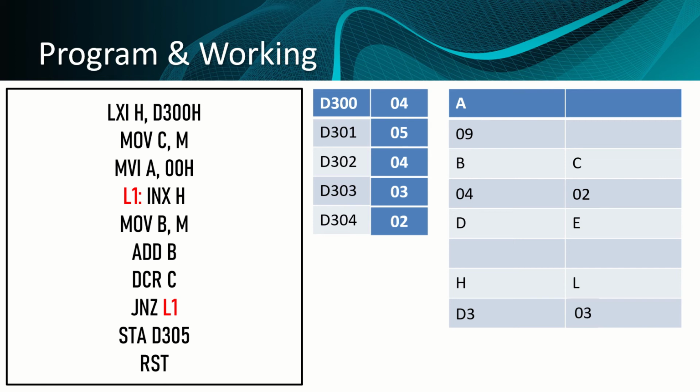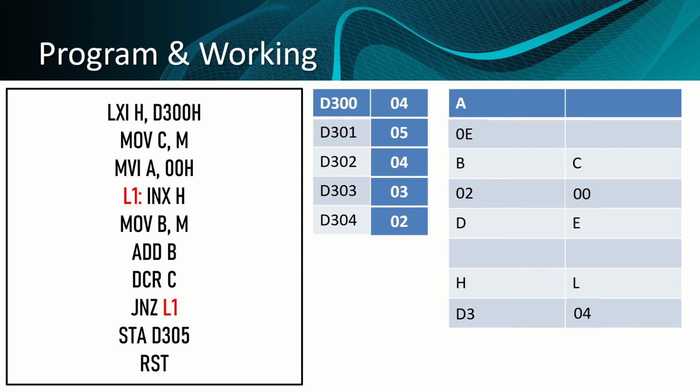Then we will increment the HL pair by 1, store the data at B, perform addition and store the result into A. Again decrement C, which now becomes 01 but is not equal to 00. And then we will increment HL by 1, store data at register B, perform the addition operation, store the result into A, and decrement the counter by 1. Now we will see that the counter has become 0, which is a cue for us to stop the program.